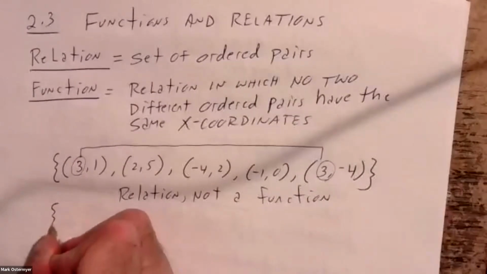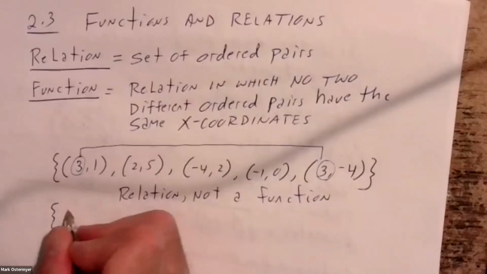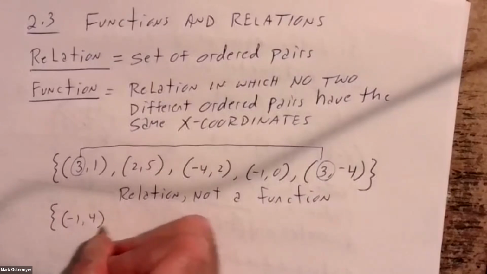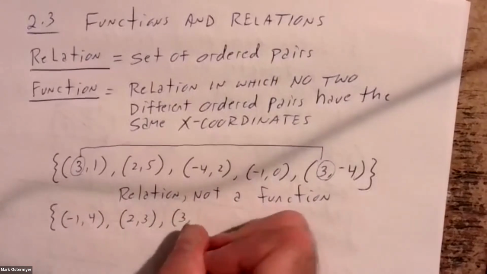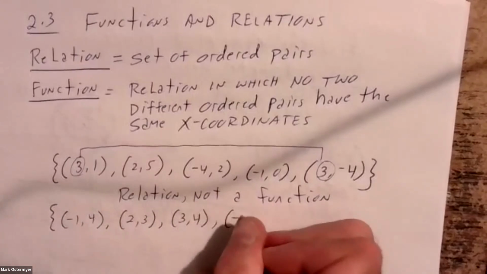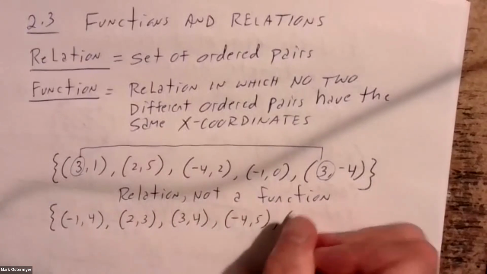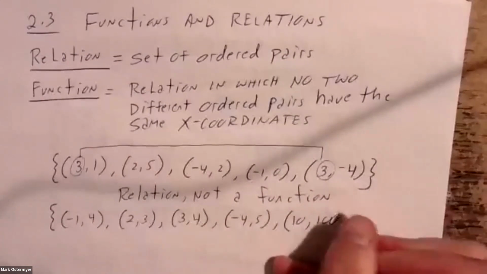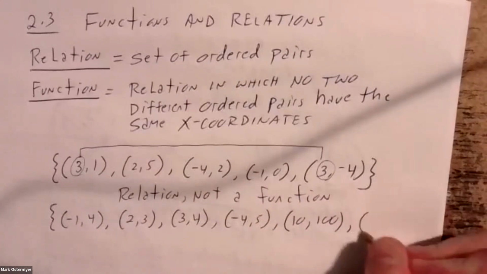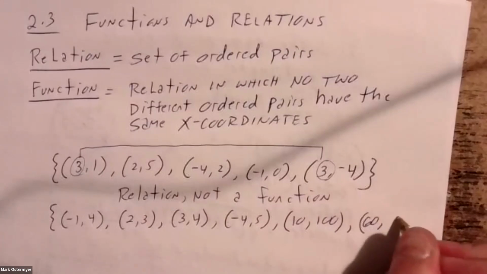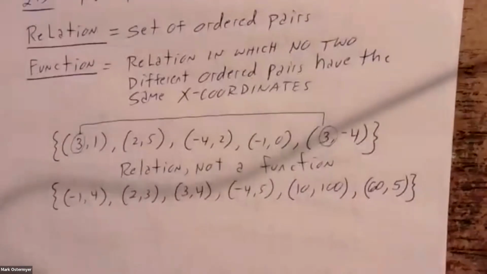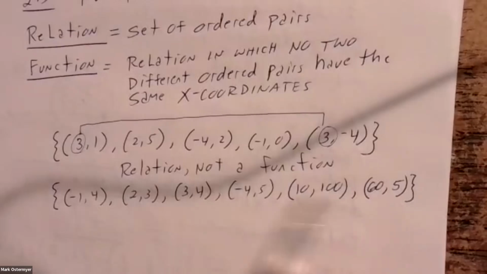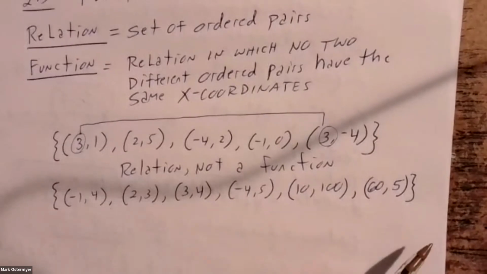All right, let's look at this set of ordered pairs. So obviously, being a set of ordered pairs, it is a relation. But does this relation qualify as being a function? All right, here we have another relation, a set of ordered pairs. Is this relation a function?